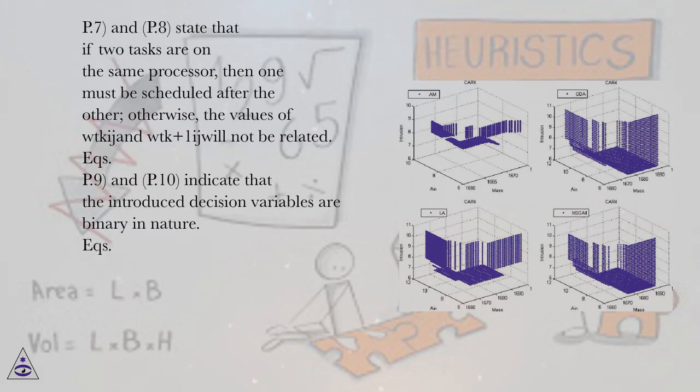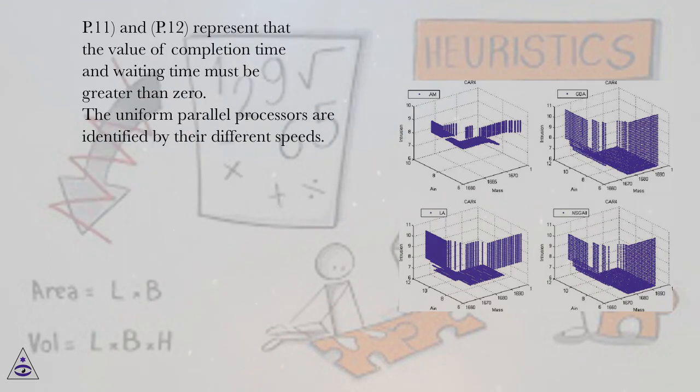Equations P.7 and P.8 state that if two tasks are on the same processor, then one must be scheduled after the other, otherwise the values of W_k and W_{k+1} will not be related. Equations P.9 and P.10 indicate that the introduced decision variables are binary in nature. Equations P.11 and P.12 represent that the values of completion time and waiting time must be greater than 0.